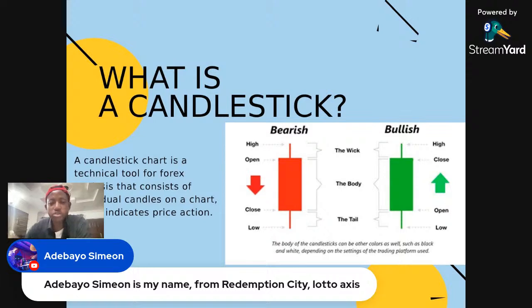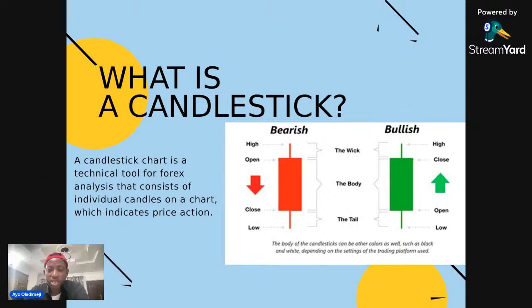Now, a bullish candle is a candle that indicates a rise in price of a currency pair within a given time frame. A bullish candle is a candle or a price action that indicates a rise in price of a currency pair within a given time frame.